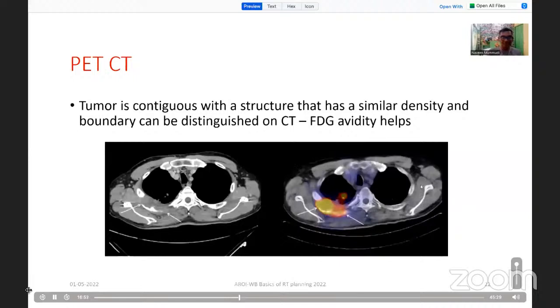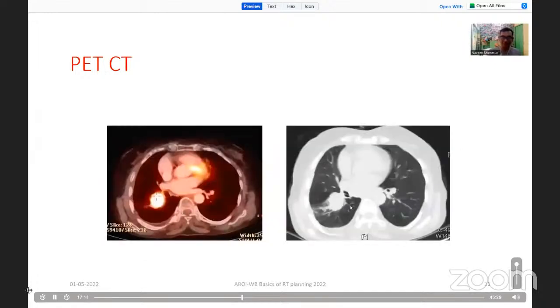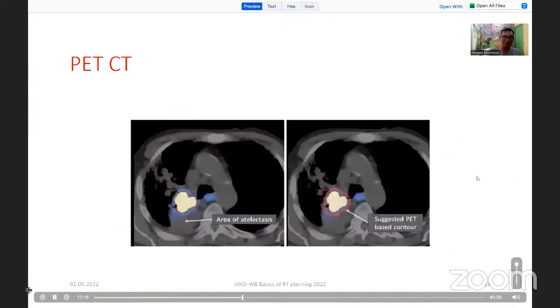But PET-CT definitely helps in many cases. For example, in this patient, there is a soft tissue mass involving the chest wall. You are unable to delineate where the tumor starts and ends, but PET-CT helps you to differentiate the normal tissue, the normal paravertebral muscles, and the tumor. Similarly, here you're able to delineate quite well the tumor with the use of PET-CT.